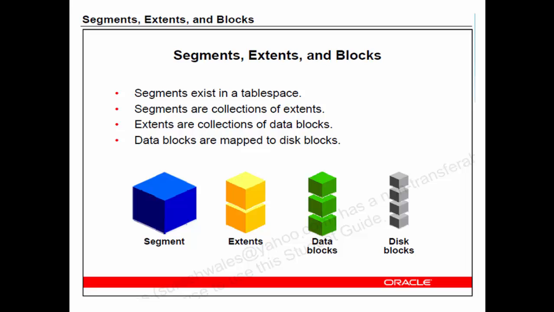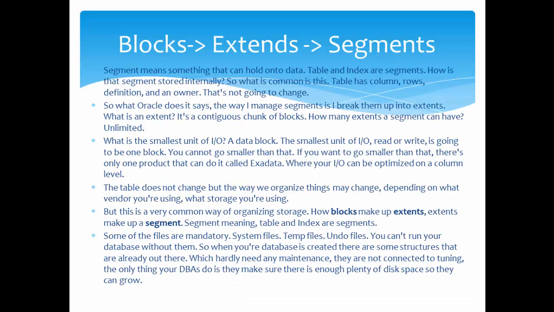If you look at the diagram, there are segments, extents, and blocks. These are different groupings, and segment exists in a table space. Segments are collections of extents. Extents are collections of data blocks. Data blocks are mapped into disk blocks. So a number of disk blocks makes a data block. Extents have multiple data blocks, and the segment has multiple extents. Blocks, extents, segments. Segment meaning something that can hold on to data.